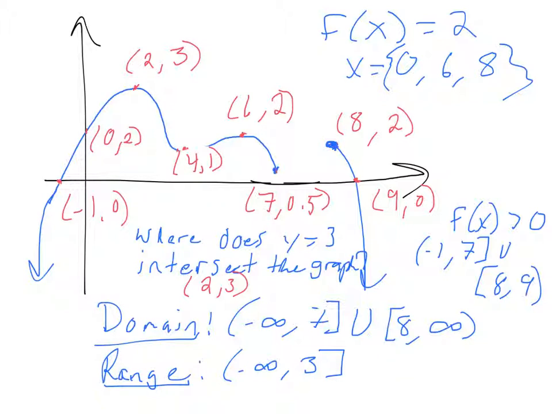And just by looking at this, we can list off all the intercepts, right? I'm not going to write them down because I don't have room, but what's my y-intercept? 0, 2, yep. What are my x-intercepts? -1 and 9, yep. Those are my two x-intercepts there.